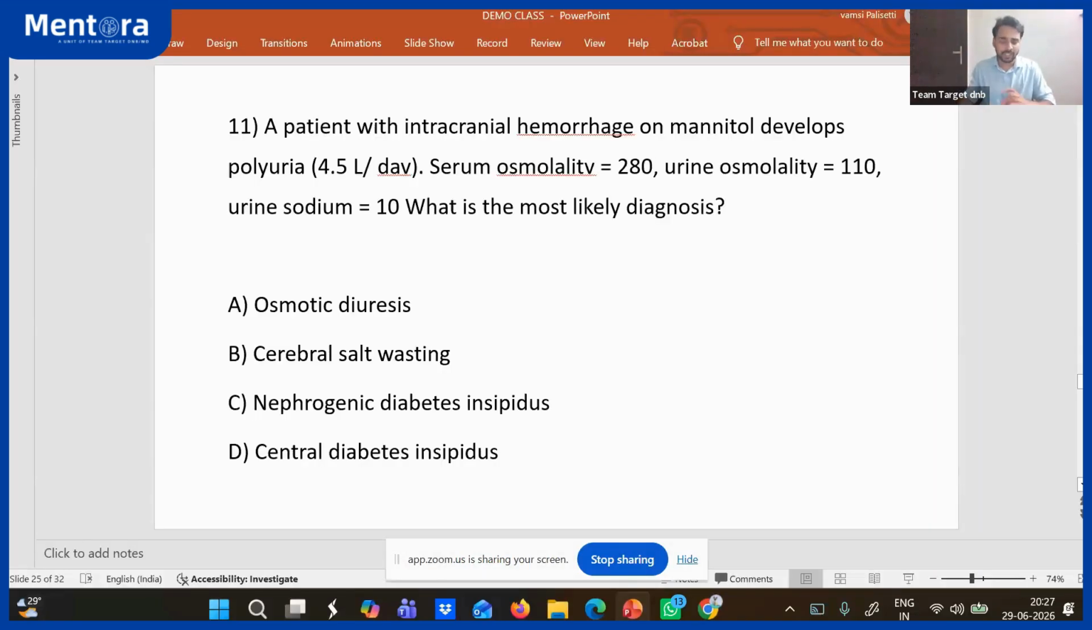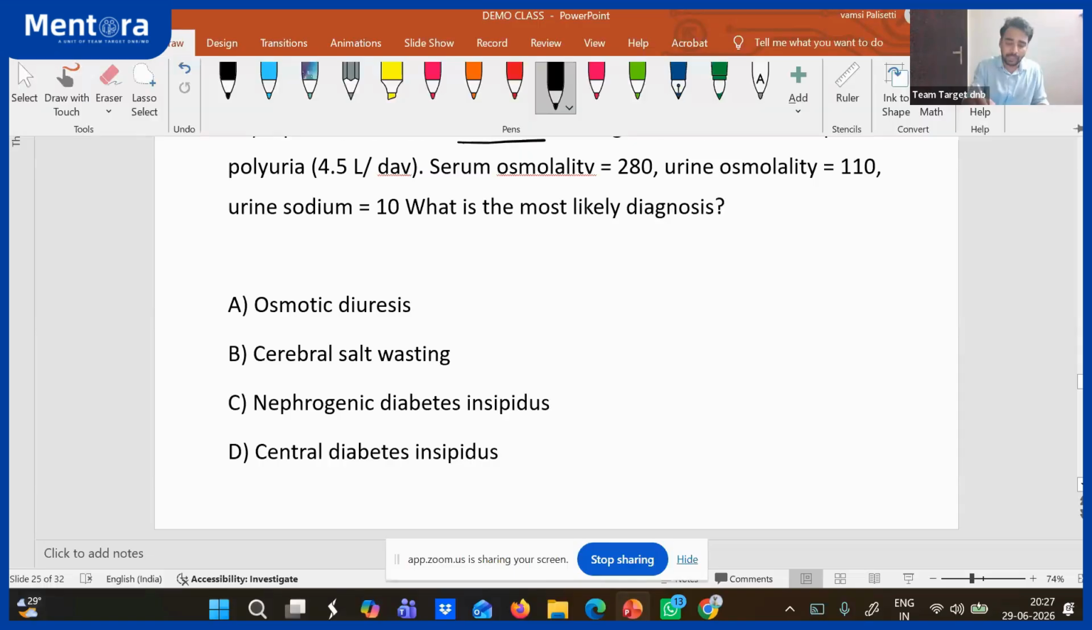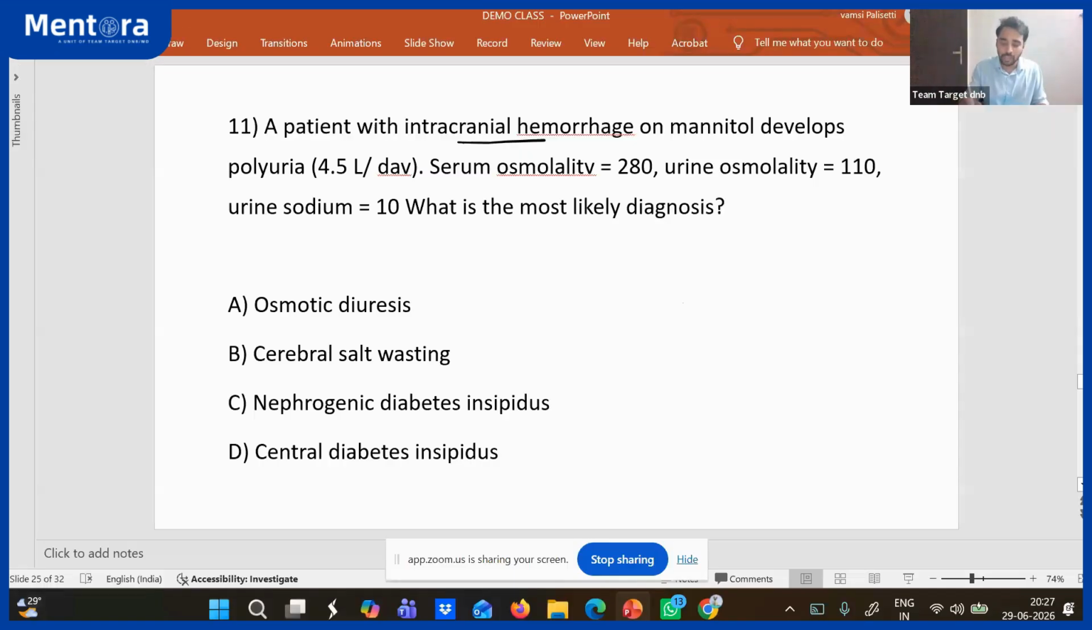Right. So this one, an endocrine question. A patient with intracranial hemorrhage is on mannitol. Yes, we know any intracranial hemorrhage, you're putting some osmotic diuretic, that is mannitol. Now the patient develops polyuria, 4.5 liters per day, serum osmolality of 280, urine osmolality is 110, that is low, urine sodium is 10, that is again low. What is the most likely diagnosis?